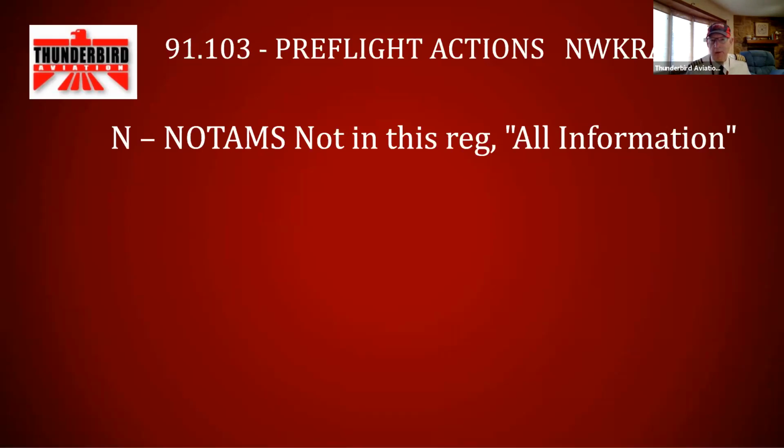ForeFlight has gone through all the baseball and football schedules in the country, for college and pros, and figured out when the games are happening. They'll put a little circle around the stadium on the ForeFlight map: if it's yellow, the game is about to start. When the game starts, it turns red, but when the game ends depends on whether they go into extra innings or overtime, so you may have to take that with a grain of salt. It may still be going on, but whether it's yellow or red, I just stay out of that airspace that whole day. So, pre-flight actions.